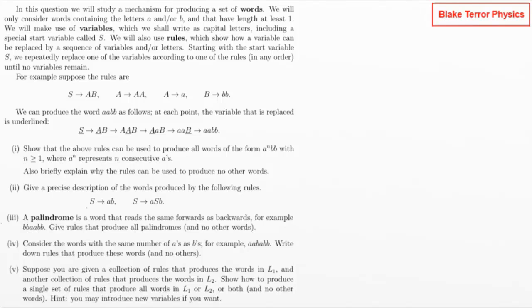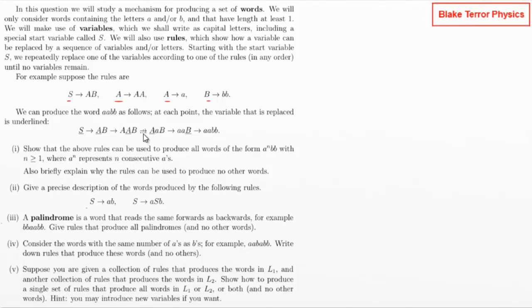Okay. So variables can lead to other variables, right? Starting with the start variable S, we repeatedly replace one of the variables according to one of the rules, in any order, until no variables remain. So for example, suppose these are the rules. S can go to AB, A can go to either duplicating itself, AA, or to the letter a, and B goes to bb. We can produce the word AABB as follows.